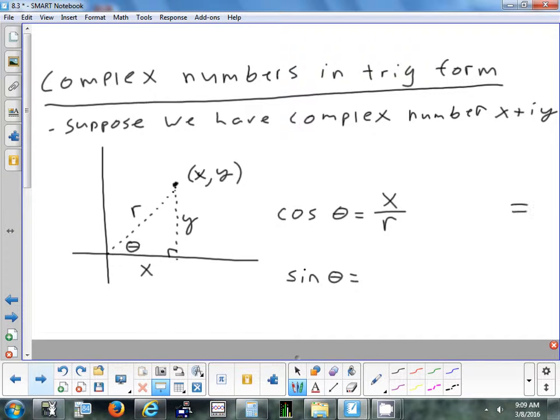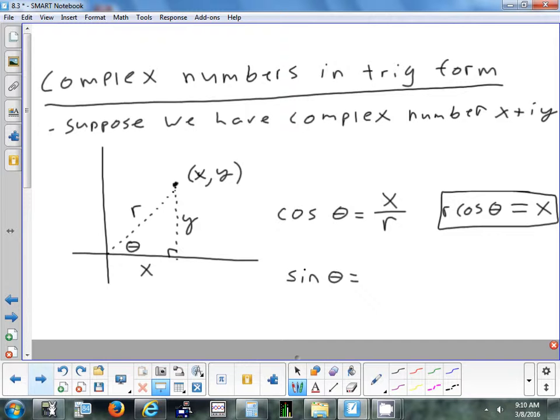My goal is I want to get x by itself. So when I'm done, I want a formula for x. How would I get x by itself in this equation? Multiply each side by r. So r cosine theta. Okay, so x is r cosine theta.